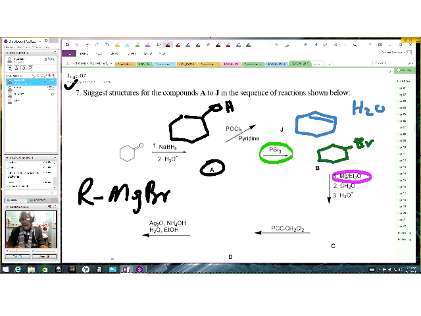However, what they've done here, after you have formed the Grignard reagent, is they now tell you to take the Grignard reagent and react it with formaldehyde, which is this molecule here.